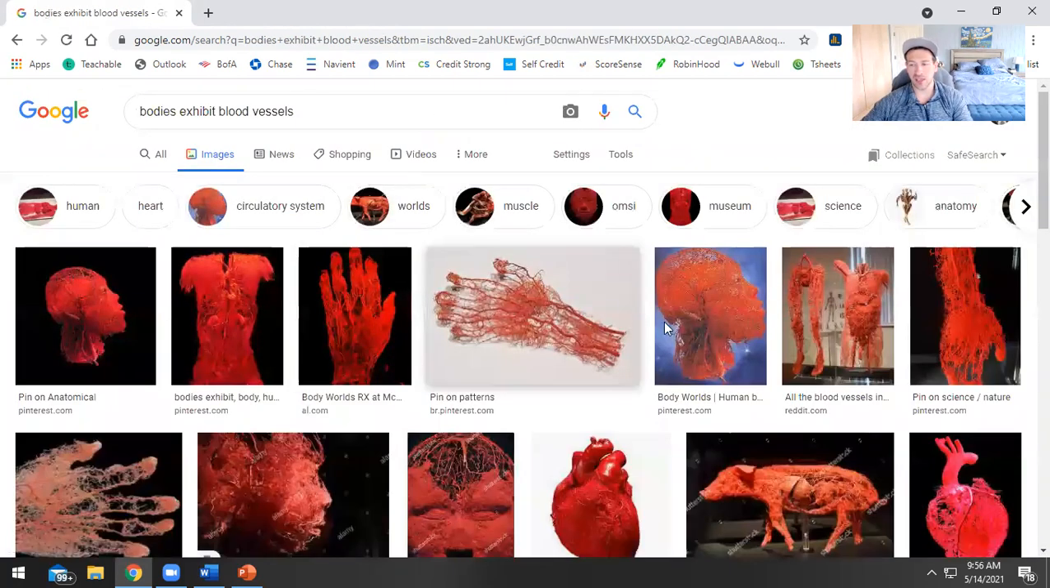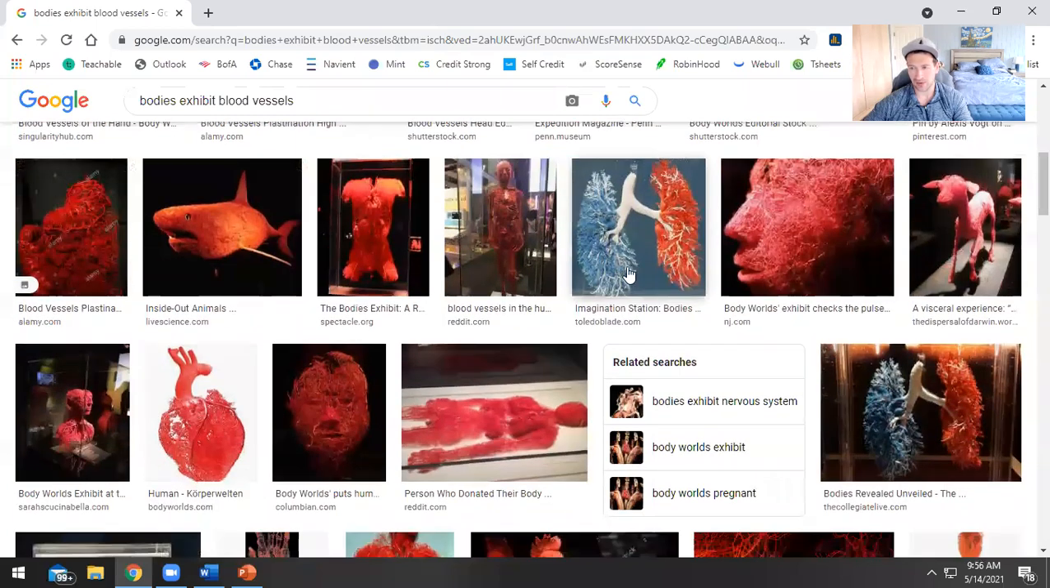They absolutely cover your body. You can see here, if anybody's ever been to the Bodies exhibit, if you ever get a chance, you should go, guys. It is incredible. It is one of the coolest museum exhibits I have ever seen in my life.